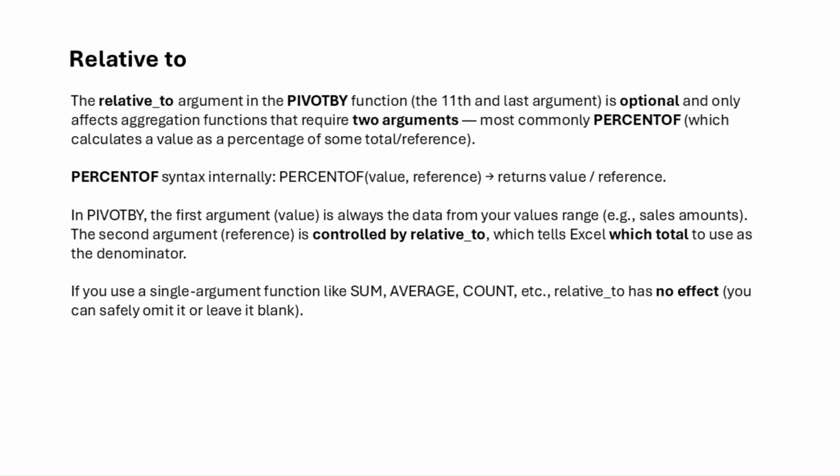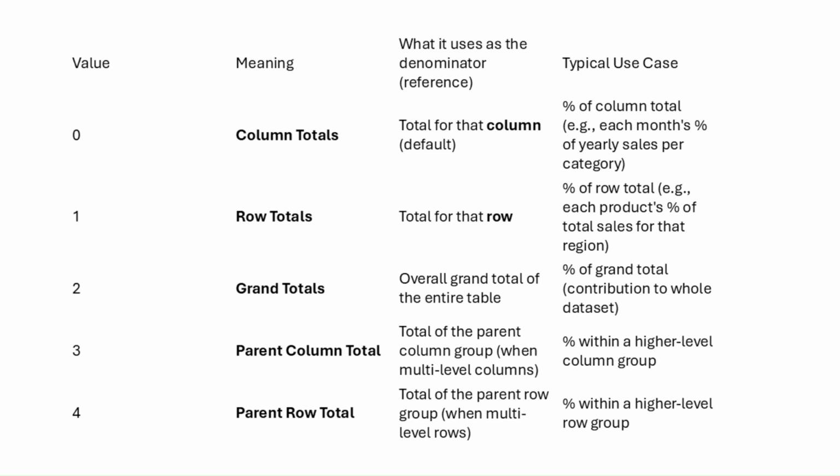In PIVOTBY, the first argument, value, is always the data from your values range, e.g., sales amounts. The second argument, reference, is controlled by relative to, which tells Excel which total to use as the denominator. If you use a single argument function like sum, average, count, etc., relative to has no effect, and you can safely omit it or leave it blank. The options you can input and the results you can expect are given here.